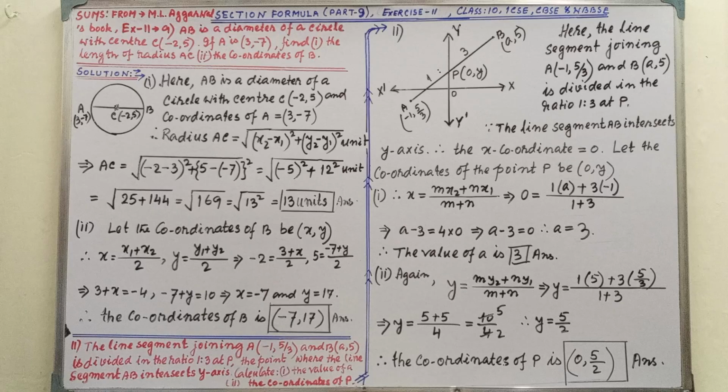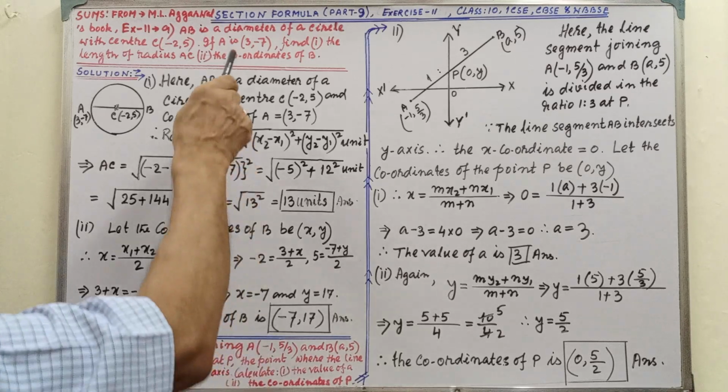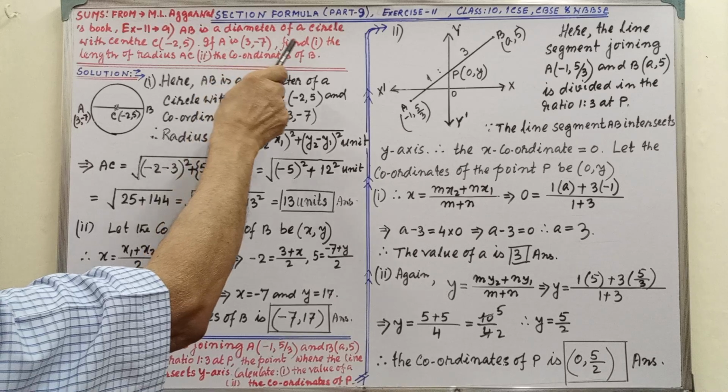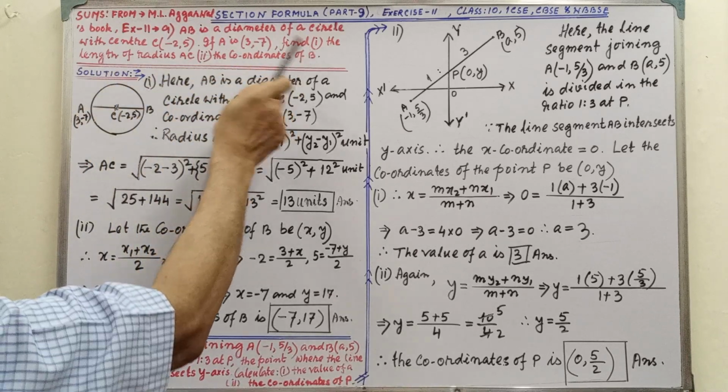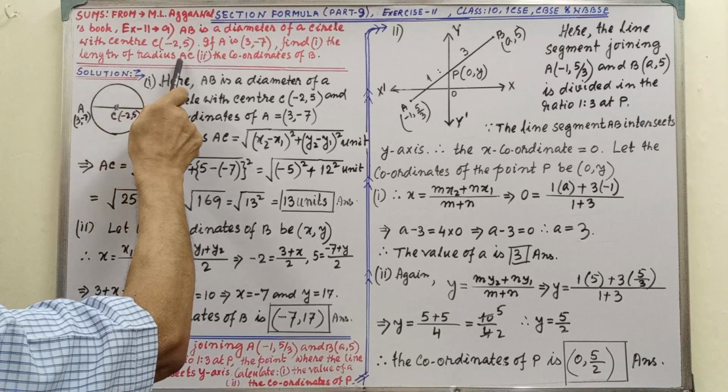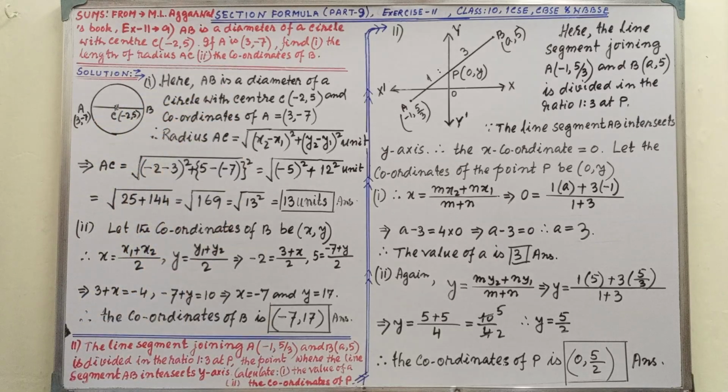Sums given from M.L. Agarwal's book, exercise 11, sum number 9. You will get the sum in your book and here it is written clearly. AB is the diameter of a circle with center C. If A is this, find the length of radius AC and the coordinates of B.